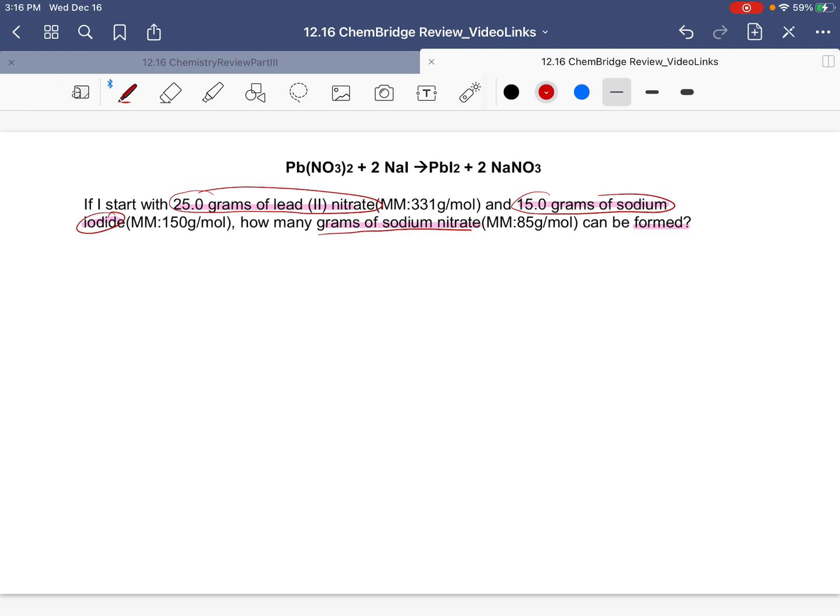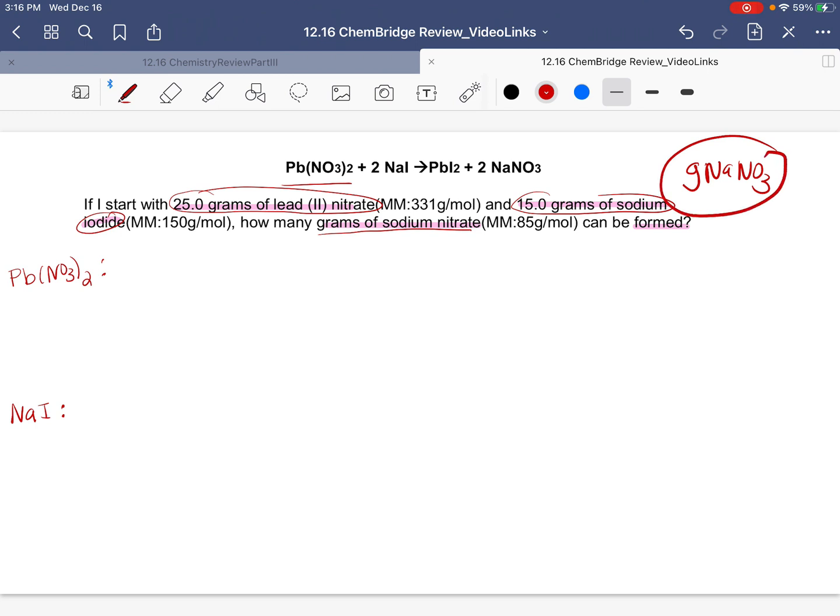So knowing this, I like to split it up. So lead nitrate, I know lead and nitrate, so I know that's my formula. I'm going to start with that one first, lead nitrate. And then on the bottom half, I know I'm going to have 15 grams of sodium iodine, so my work for sodium iodine will be down here. Again, they're asking me to go to grams of sodium nitrate. So this is what they want.